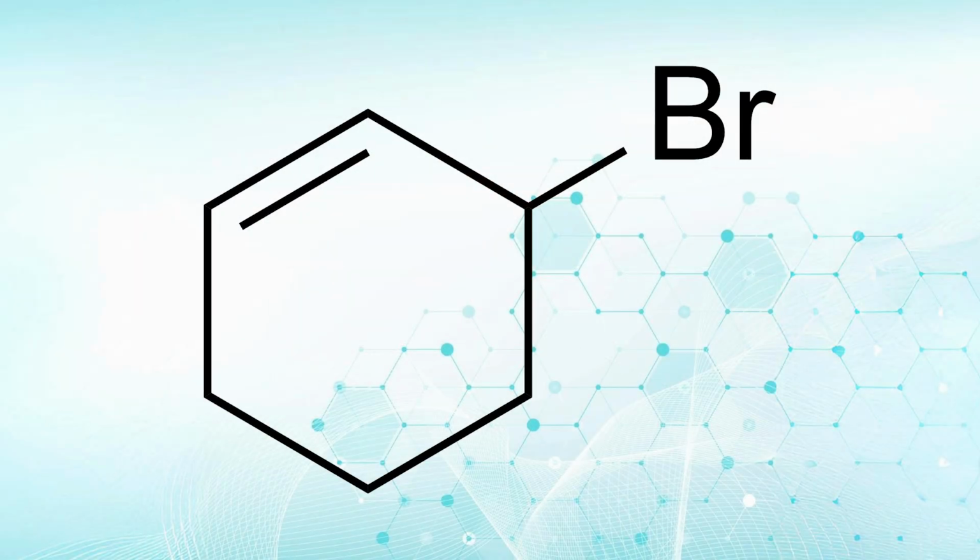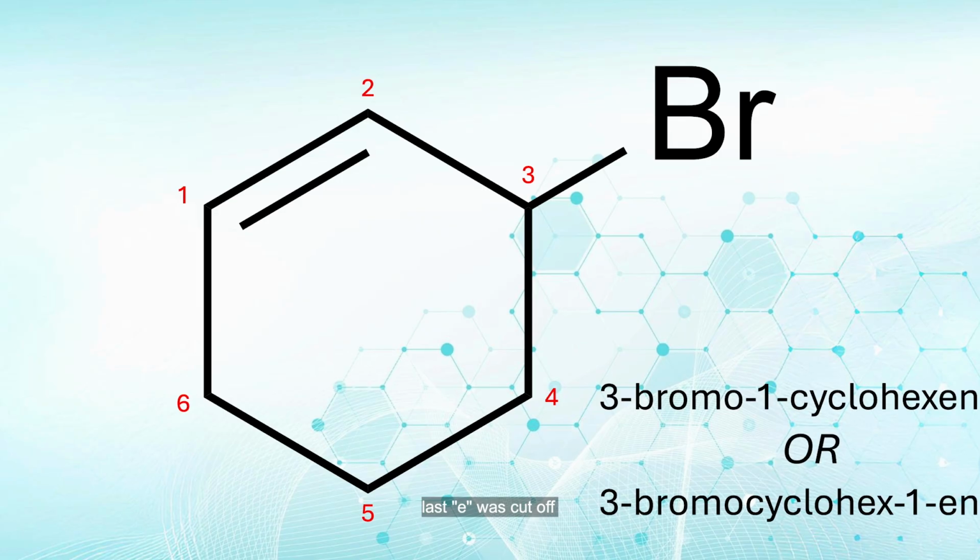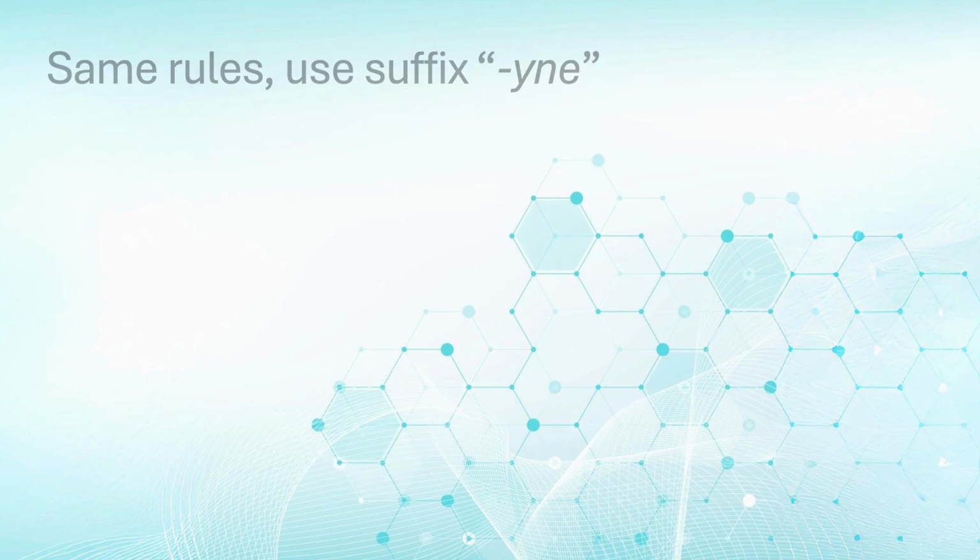The rules we just learned are mostly the same for cyclic alkenes. In this example, we have to determine whether to start numbering beginning with the carbon that contains the bromine or the carbon that is double bonded. Remember that double bonds have priority over halogen substituents. We should begin numbering from the double bond, making sure that we include both double bonded carbons. The name should be 3-bromo-1-cyclohexene, or 3-bromo-cyclohex-1-ene.